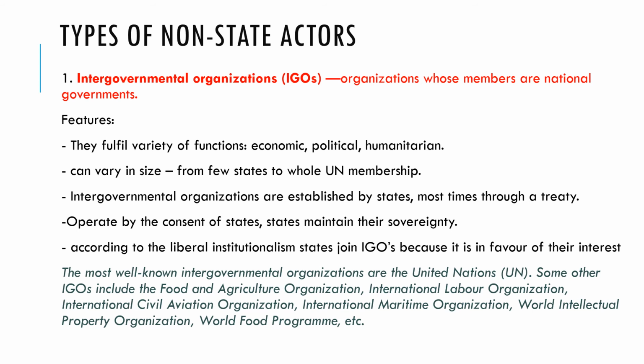The intergovernmental organizations follow the principle of reciprocity in terms of finding a solution to the collective goods problem. Examples might be the United Nations or some other IGOs or agencies of the United Nations, such as the Food and Agriculture Organization, International Labor Organization, International Maritime Organization, and so on.